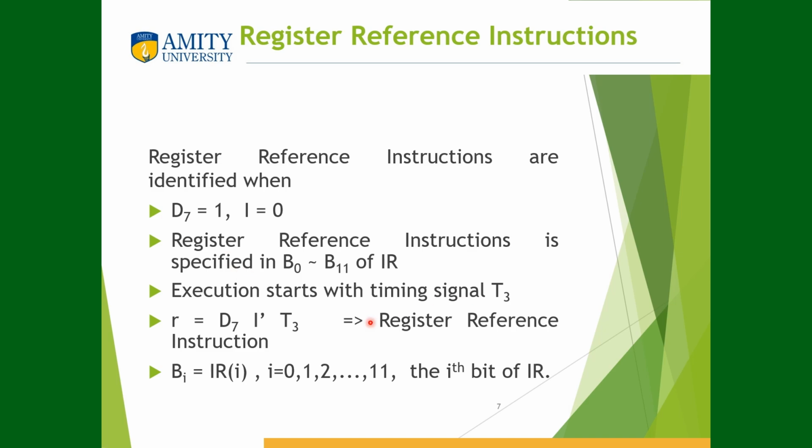Execution of the instructions starts at time T3, and so whenever the signal is T3, that is when the execution happens. The register reference is written as R equals D7 I dash T3, that means I is 0, and T3 is where it is executed. Bi equals IRi, that means the operation that is being carried out is stored at the instruction register position i, where i is from 0 to 11, that means 12 bits, and it determines the different types of operations.